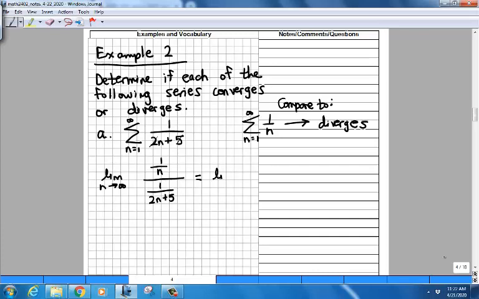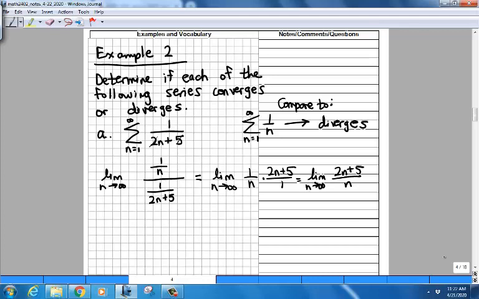So let's try to do that. First, let's simplify this complex fraction. If you take 1 over n and divide it by 1 over 2n plus 5, that's the same as taking 1 over n and multiplying it by 2n plus 5 over 1. So take the reciprocal of the denominator and multiply. And so you end up here with the limit as n goes to infinity of 2n plus 5 over n.